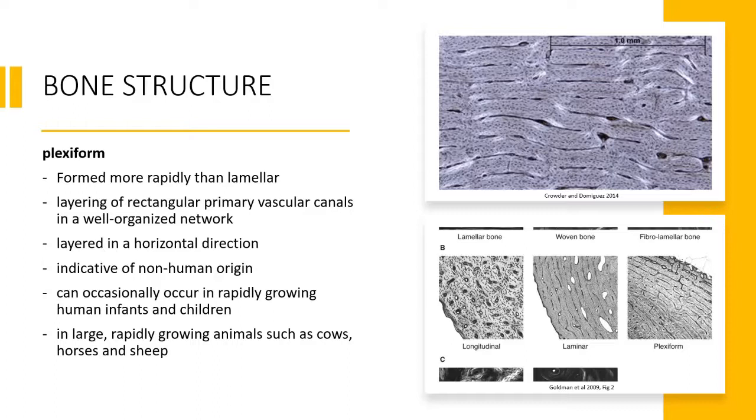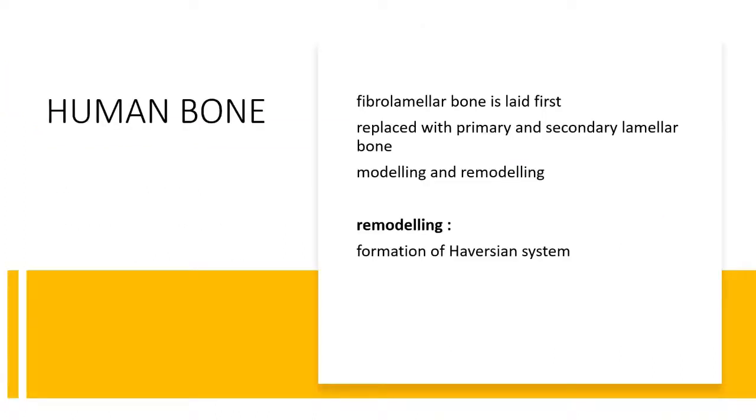It appears as the layering of rectangular primary vascular canals in a well-organized network known as plexus. These rectangular sections are layered in a horizontal direction. Plexiform bone is typically cited as a form of bone structure that is indicative of non-human origin, but it is not prevalent in all non-human groups and can occasionally occur in rapidly growing human infants and children. But mainly it is present in large, rapidly growing animals such as cows, horses, and sheep.